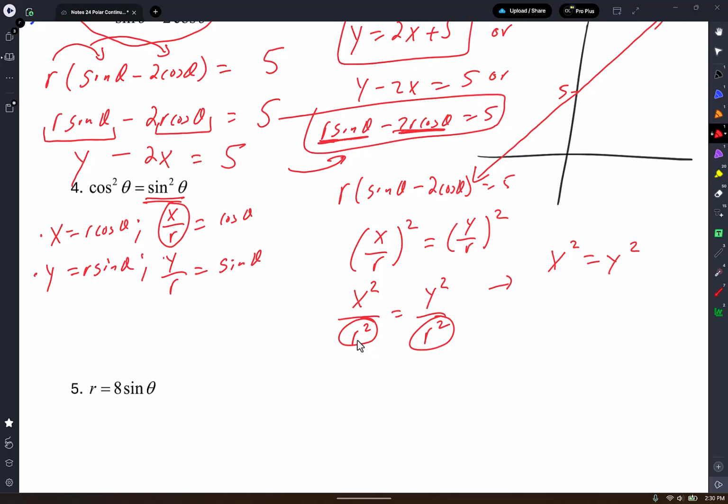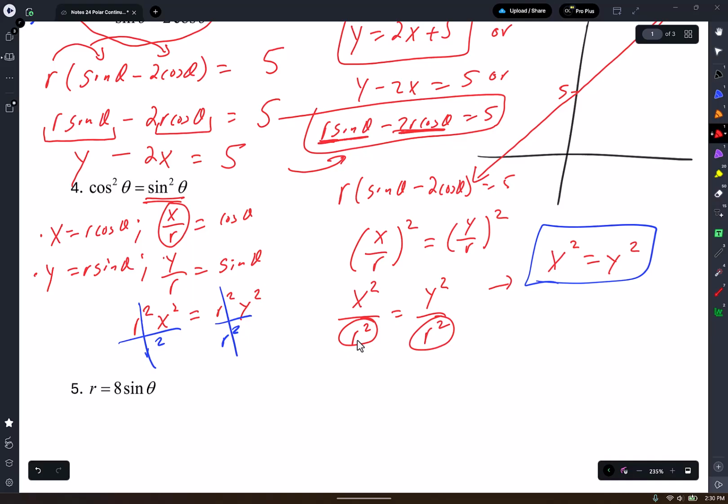You'd have, don't write this down, just listen. You'd probably have r squared x squared equals r squared y squared. And you can just divide by r squared and they go away anyways. You get x squared equals y squared. If you wanted to solve for one, you don't have to. But if you wanted to, you can take a square root and then just put plus or minus on one of them. Y equals plus minus x.